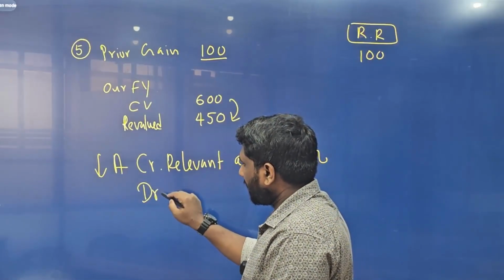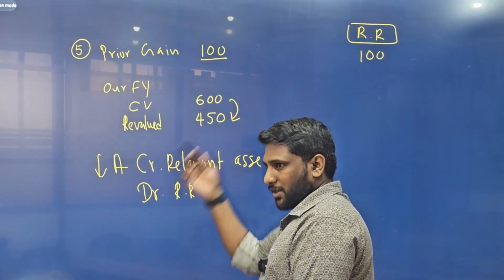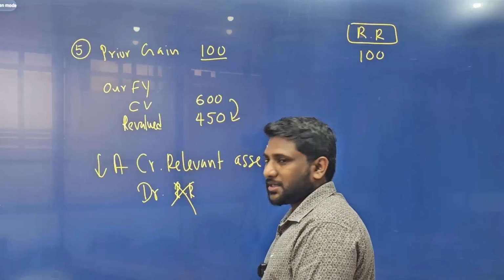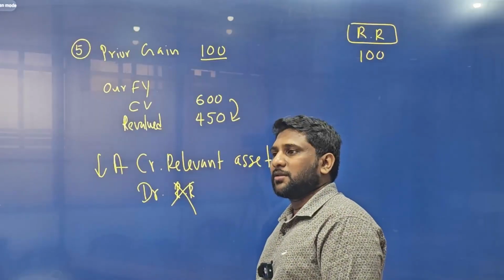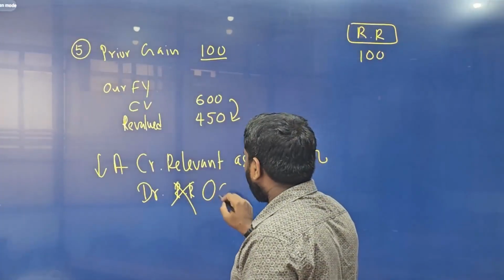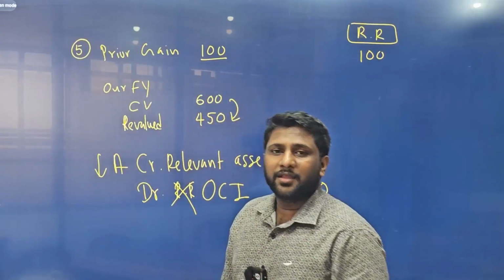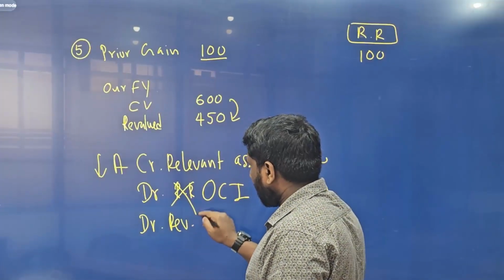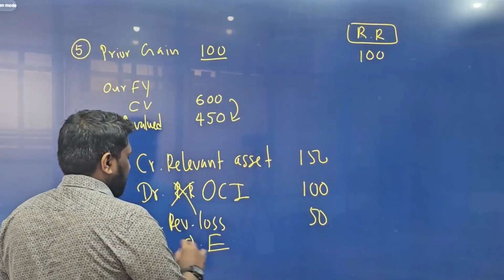So debit the revaluation reserve, reduction of the equity. You have to reduce the equity. You can't put it to the revaluation reserve directly because I told you, you are not allowed to meet Mr. Revaluation Reserve. He's a big person. You have to go and give it to Mr. OCI. Debit it to the OCI, 100. The remaining 50 is the revaluation loss, which is going as other expenses.